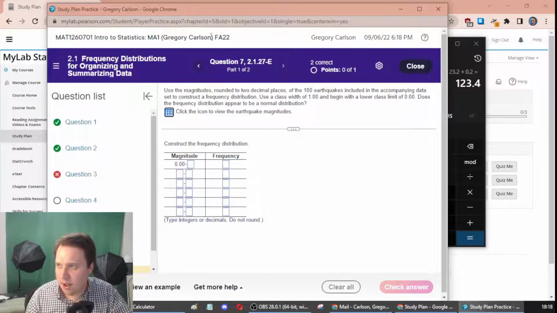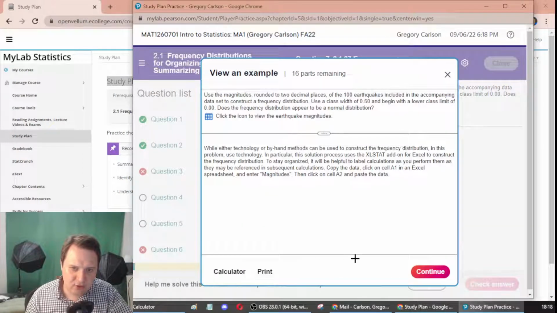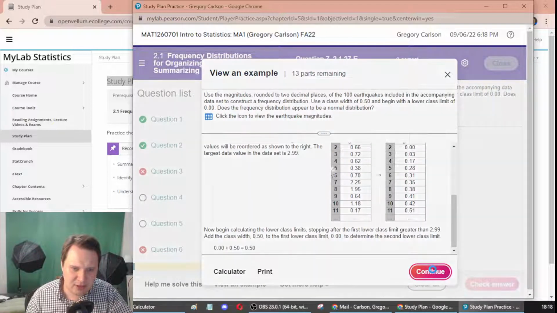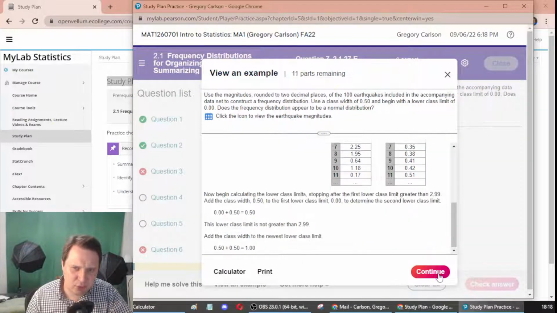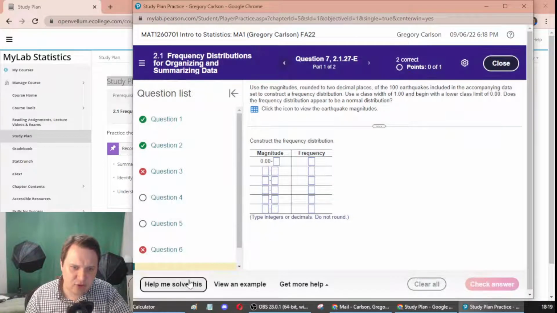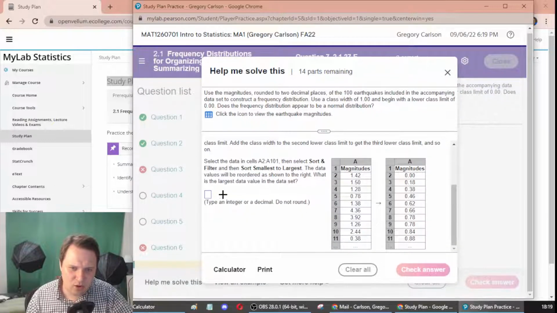By the way, I have a piece of advice for you. If you're wanting to look at how to do this, click on View an Example, and it'll walk you step by step through how to do it. And so this can be pretty helpful. They tend to be overcomplicated and verbose, but at least you can just click through and see how to do it. There's also Help Me Solve This. I don't recommend clicking Help Me Solve This because they do show you how to go through it, but you have to do all the work yourself.